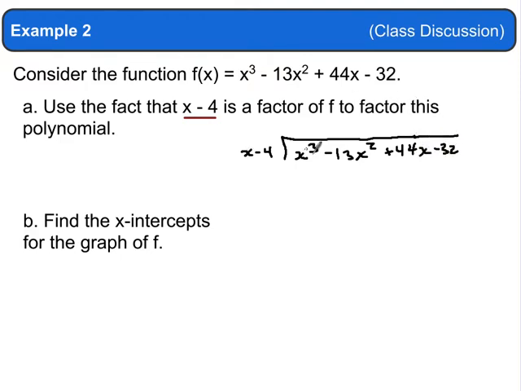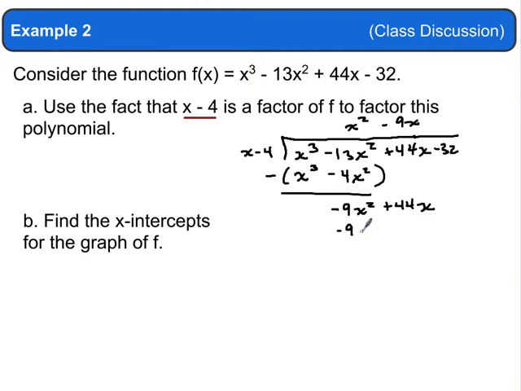So we do x into x to the third, we would get x squared. We do the distributive property, get x to the third minus 4x squared. Put a minus sign. Negative 13 minus negative 4, that will end up being negative 9x squared. We bring down the 44x. X goes into negative 9x squared, negative 9x times.